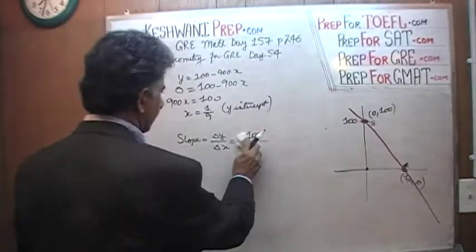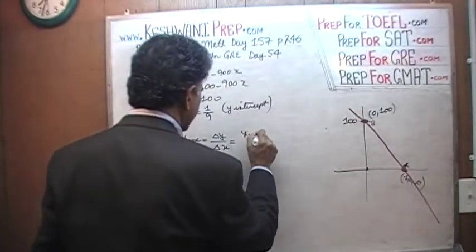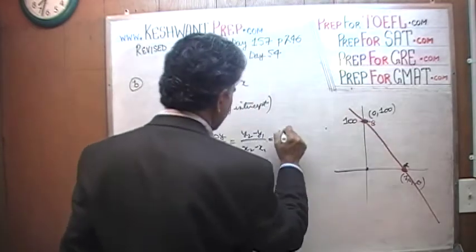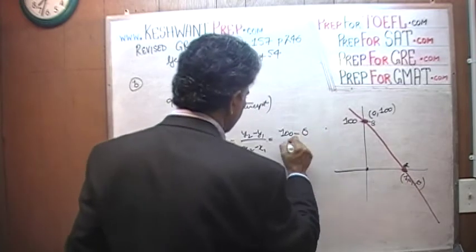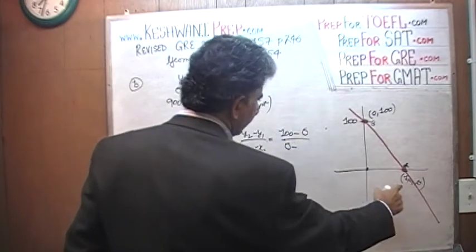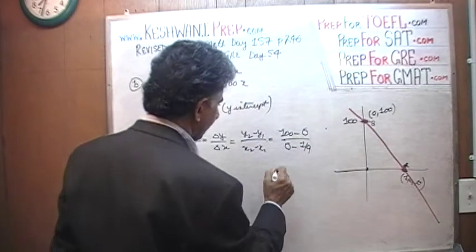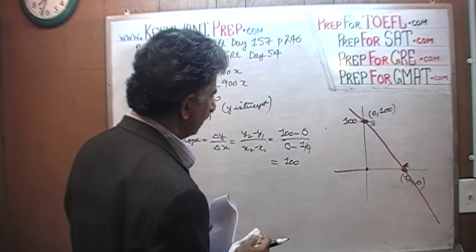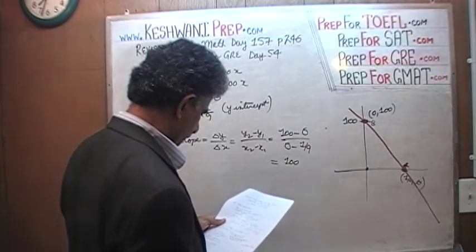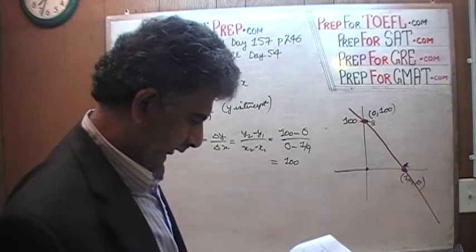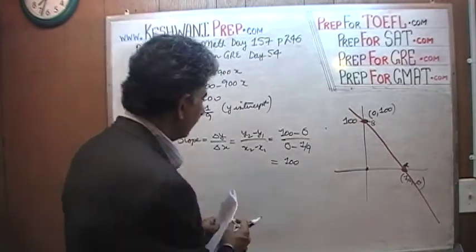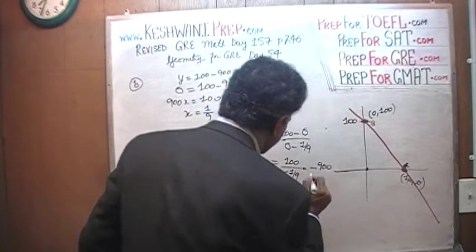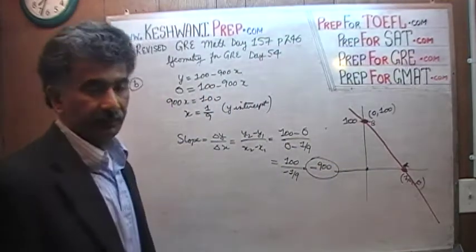Well, if you like, we can take our time. It's y2 minus y1 over x2 minus x1. y2 is 100 minus y1, which is 0. x2 is 0 minus x1, which is 1/9. And we end up with 100 over negative 1/9, which is the same as negative 900. The slope is negative 900. What does it tell us?